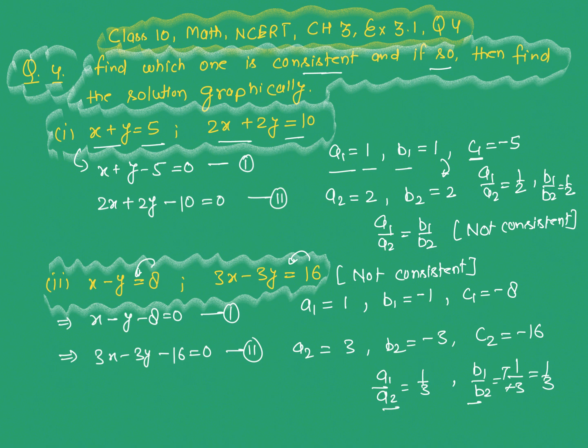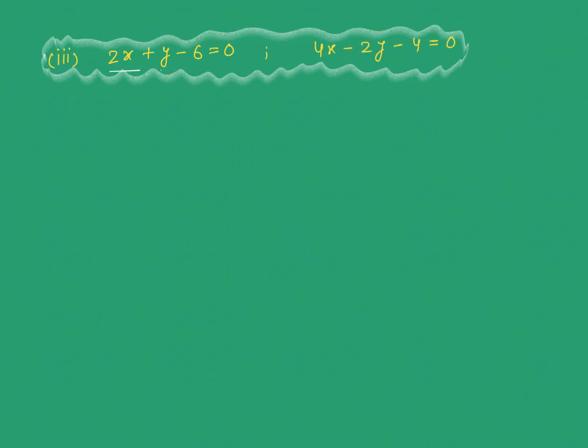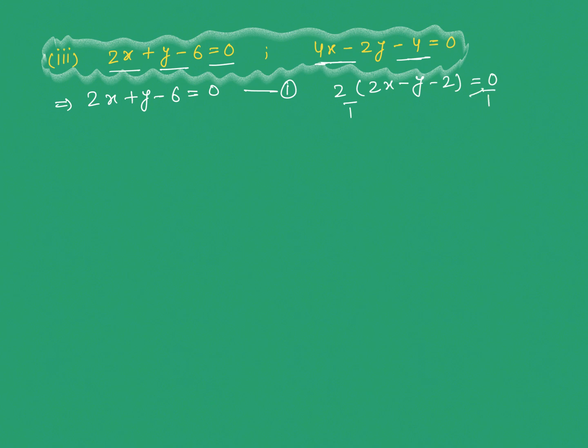Now let's look at the third sub question. So this is the third question. And if we say 2x plus y minus 6 equals 0 is our first equation. And if you see here, 4x minus 2y minus 4 equals 0. Can we write it down like this? We can take common 2 and say 2x minus y minus 2 equals 0. So this equation will be simplified to 2x minus y minus 2 equals 0.